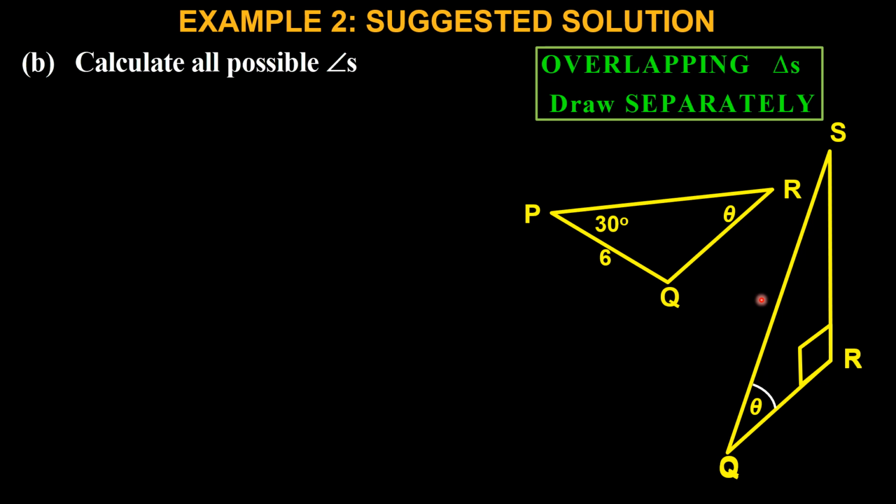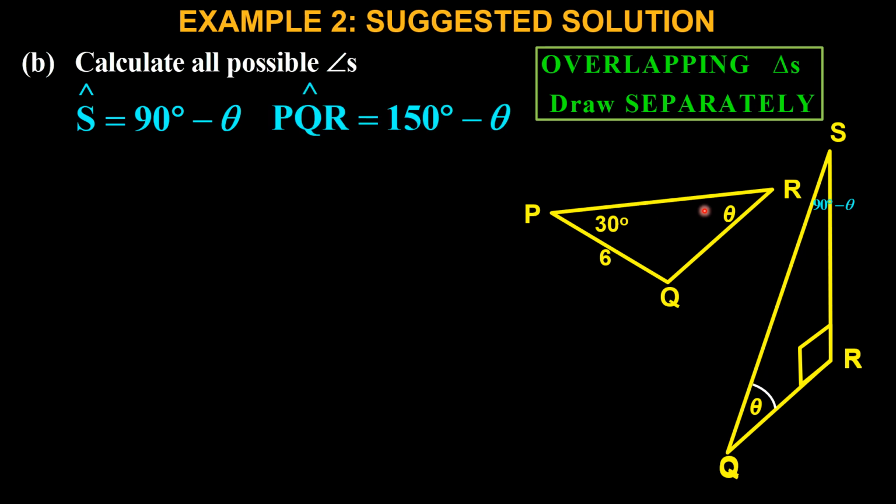Okay. The next thing that we need to do is calculate all the possible angles. If I have two angles, I can find the third one. There I've got a 90 and a theta, so I can work out angle S, which from the sum of the angles of a triangle gives me 90 minus theta. Once you calculate the angle, the best is just insert it in your sketch. There we've got another triangle, a 30 and a theta. From the sum of the angles of a triangle, it's 150 minus theta. So let's insert that in the sketch as well.